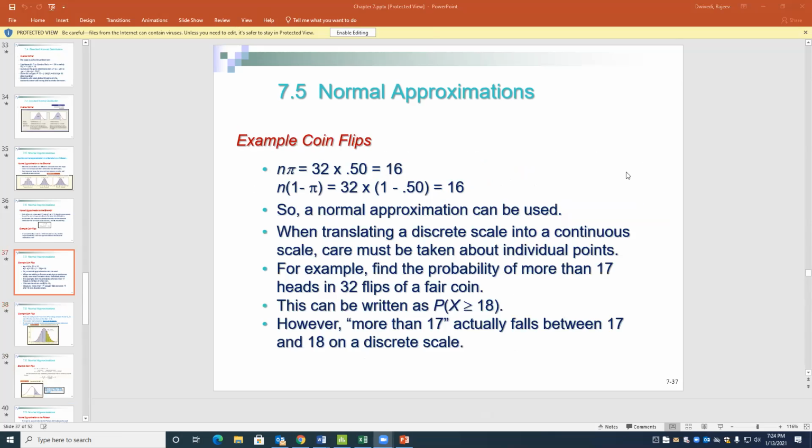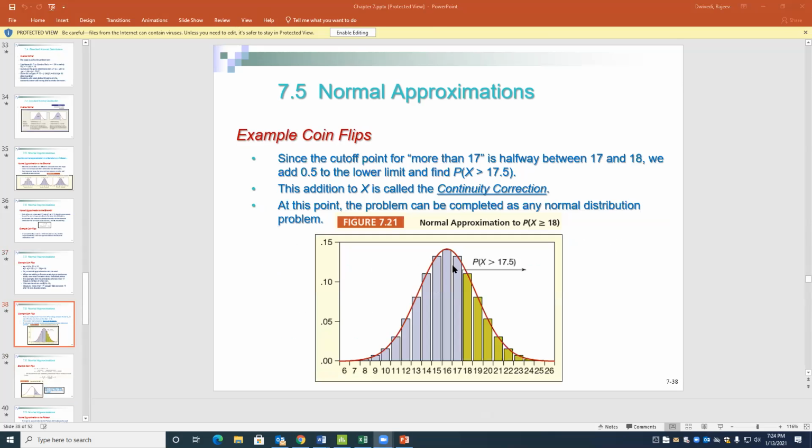So basically, if you look into the previous case in discrete, more than 17 means it is asking 18, 19, 20. It is not asking 17. So in this case, the center point of 17 and 18 is considered. So basically, this x is greater than 17.5. Since the cutoff point of more than 17 is halfway between 17 and 18, this has to be remembered, that when we convert discrete binomial into continuous, this is the point that we follow.